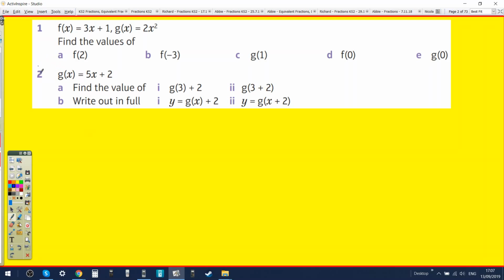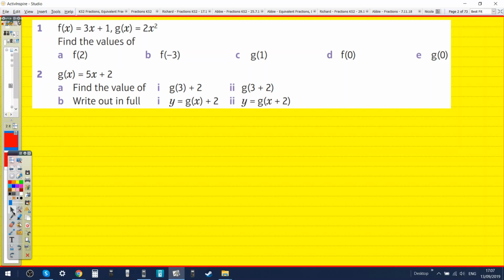Okay, let's say 1A. Any idea about that? 7. Yes. So the f of 2 is 7. How about... No, I think you'll be fine for those. Hang on, let me think about this. Let's try 2B.